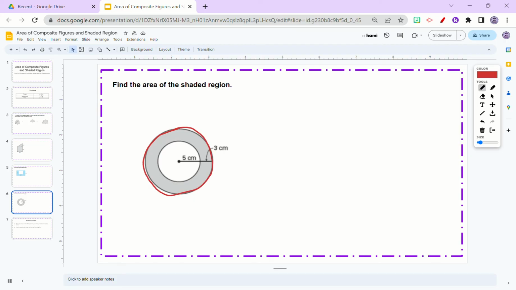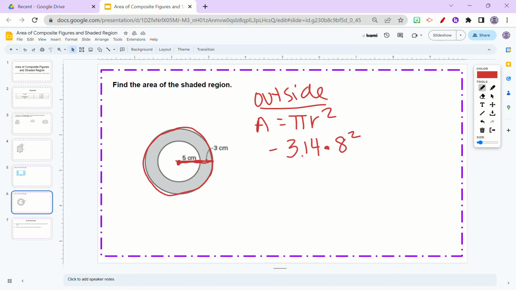So the area of a circle is pi r squared. So in this case, we're going to do 3.14 times the radius. Now let's pay attention and make sure that we know how to find the radius. The radius of the outside circle is, well, from here to here, it's 5. From here to here, it's 3. So in total, the total radius is 5 plus 3, which is 8. Okay, so area is equal to 3.14 times 8 squared.